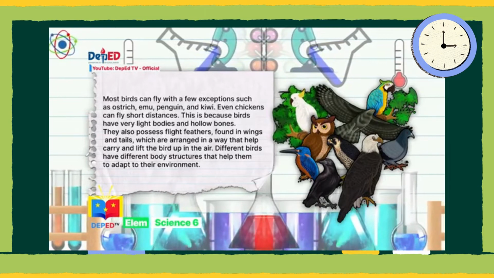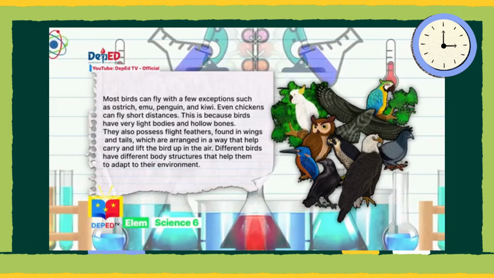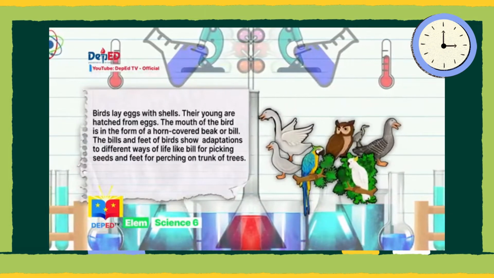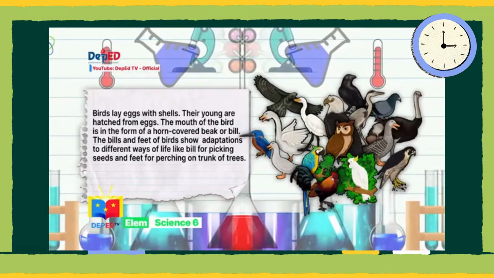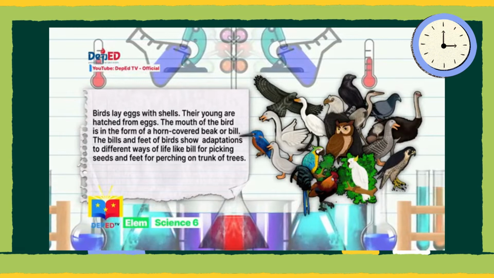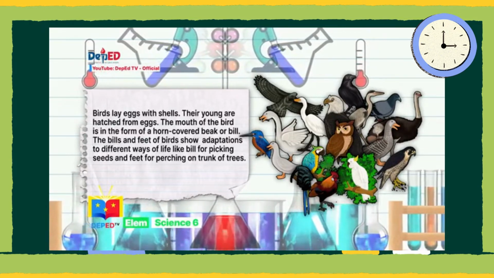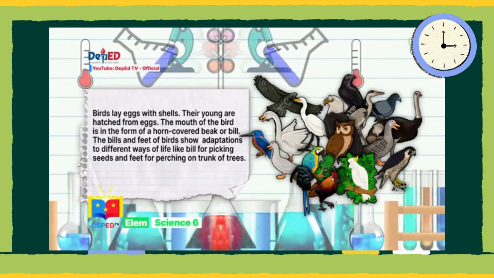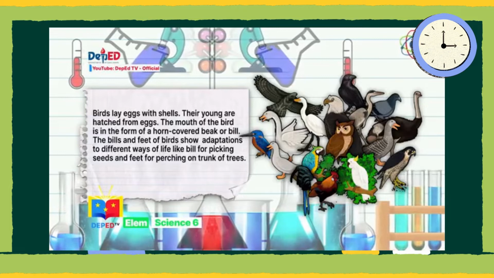Different birds have different body structures that help them to adapt to their environment. Birds lay eggs with shells. Their young are hatched from eggs. The mouth of a bird is in the form of a horn-covered beak or bill. The bills and feet of birds show adaptations to different ways of life, like a bill for picking seeds and feet for perching on the trunk of trees.